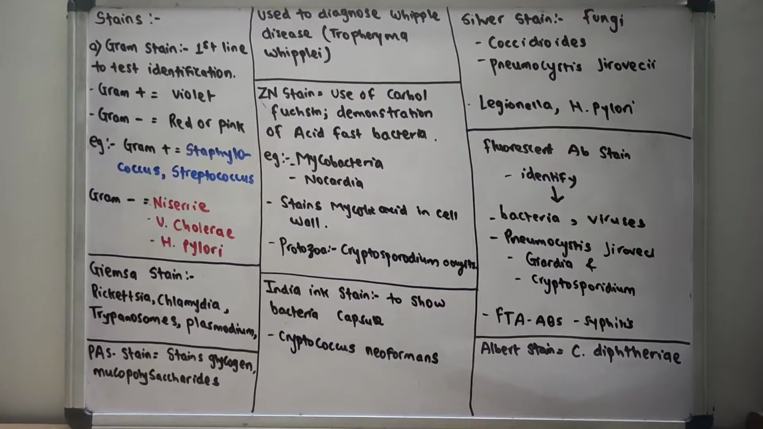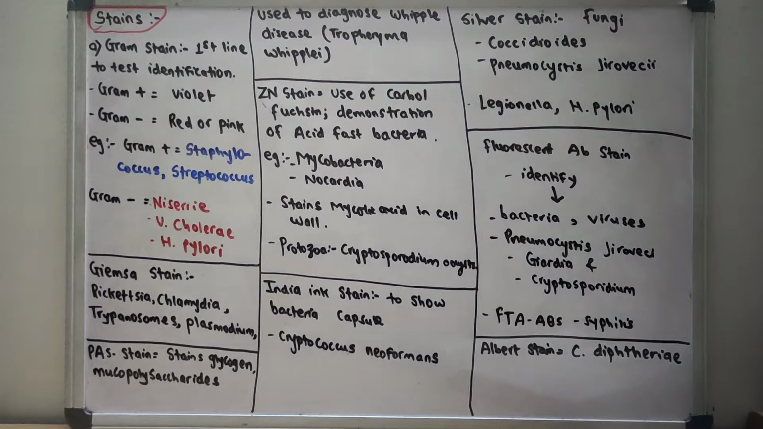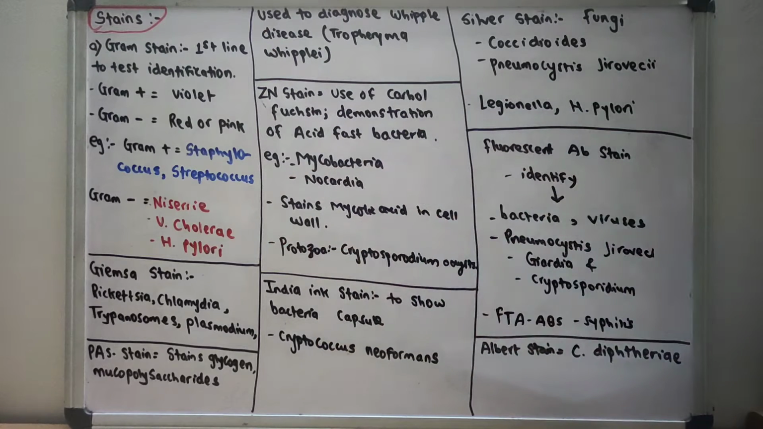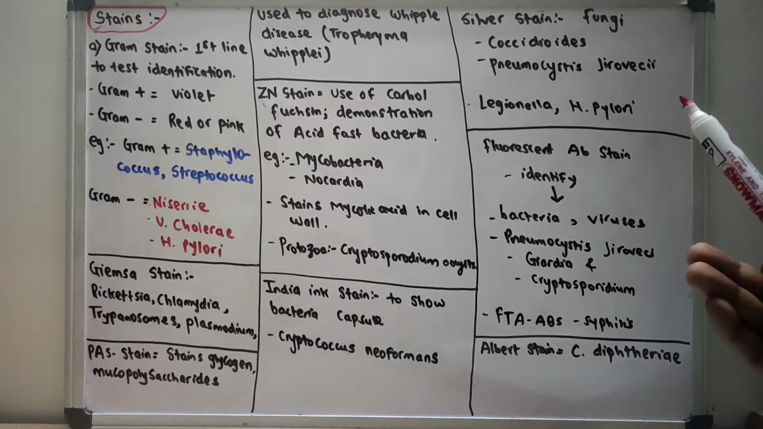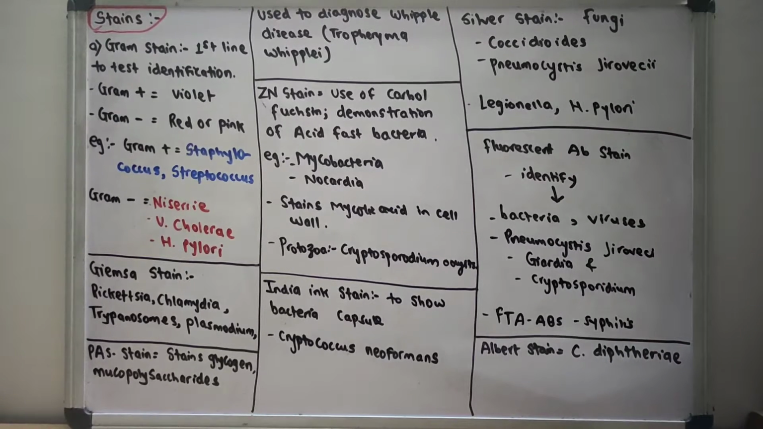So in this video we are going to talk about the various bacterial stains. The bacterial stains are the technique to demonstrate the various types of bacteria. We'll talk about the various stains like Gram stain, Giemsa stain, PAS stain, that is periodic acid Schiff stain, ZN stain, that is the Ziehl-Neelsen stain, India ink stain, silver stain, fluorescent antibody stain, and Albert stain.